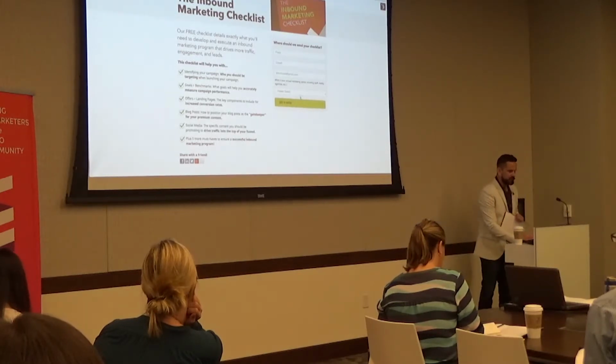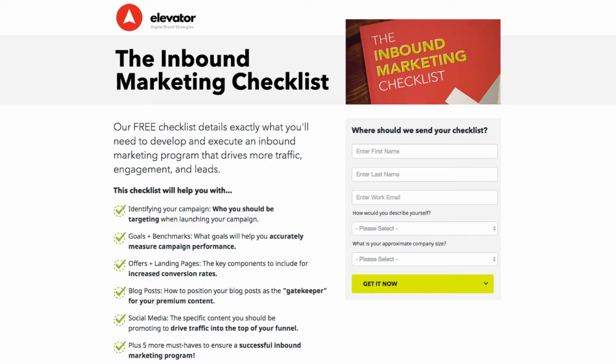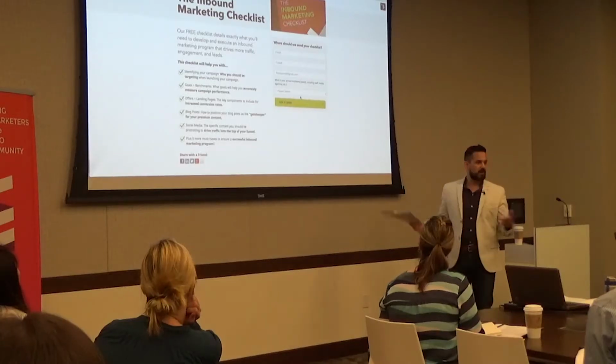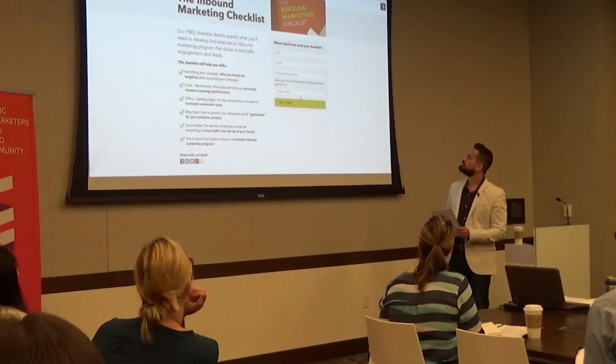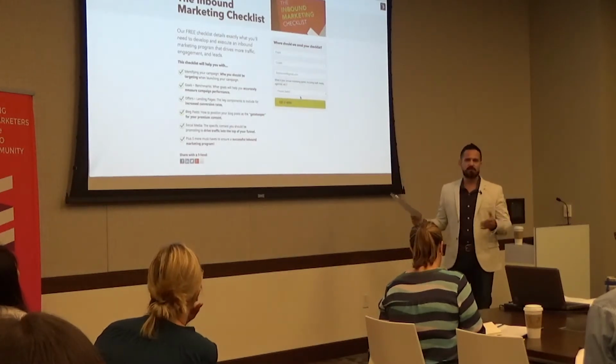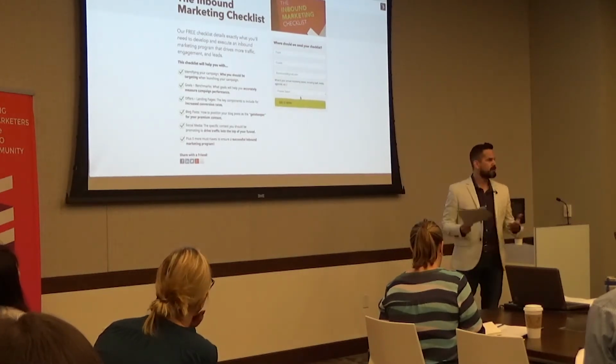And then finally, you have your form. Now, ideally, you want to keep your forms as short as possible. At Elevator, we probably err on the long side for an initial lead generation, lead magnet type of piece. And we're constantly testing that and playing with that. We'll have first name, last name. Sometimes we'll just do first name. And so we're constantly playing with that.